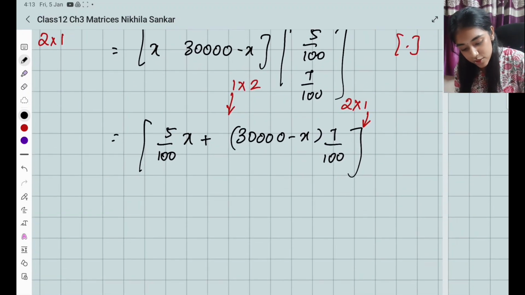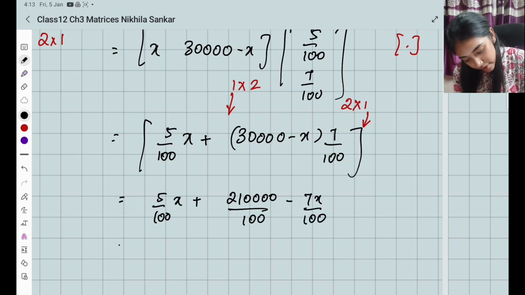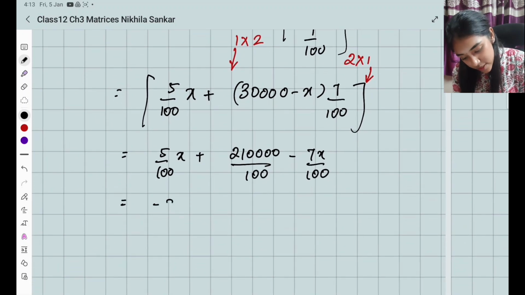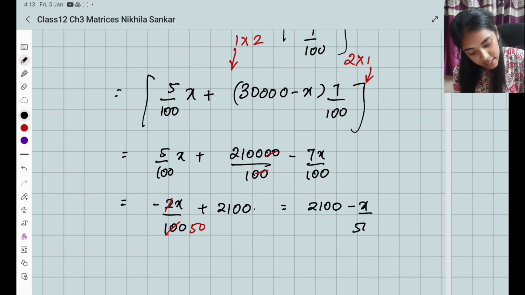Okay, so what is this going to be? The answer is going to be 5 by 100 times x plus, here, 30,000 into 7, so 210,000 divided by 100, minus 7x divided by 100. So this is going to be 5 minus 7, which is minus 2x by 100, plus here the two zeros cancel, so I'll be left with 2100. And here I can also cancel, the 2 and 5, so 50. So the final value is going to be 2100 minus x divided by 50.